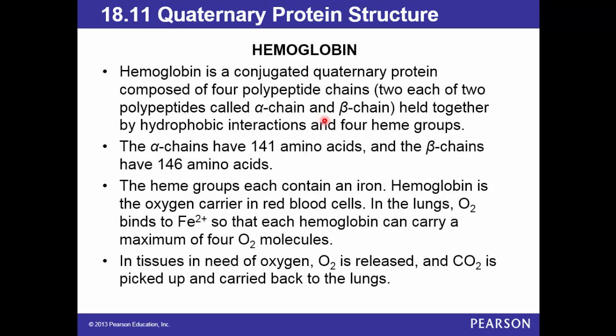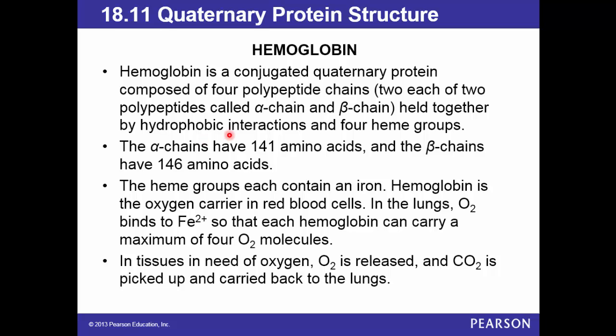Now we talked about myoglobin as a protein, as an example of protein with tertiary structure. Now let's talk about hemoglobin as an example of a protein with a quaternary structure. Hemoglobin is a conjugated quaternary protein composed of 4 polypeptide chains, 2 called alpha chains and 2 called beta chains, held together by hydrophobic interactions, and 4 heme groups. So it is a tetramer of 2 types of subunits, alpha and beta.